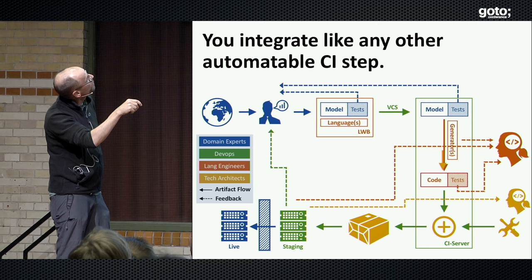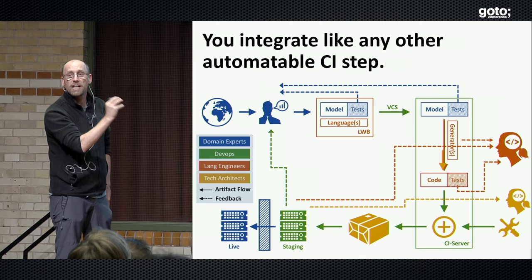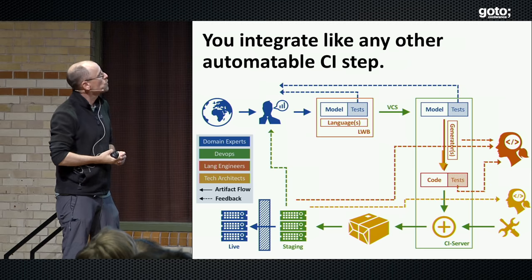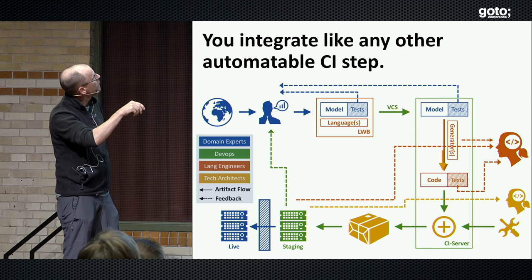Then you generate on the build server, for example, the Java representation of your code. And you also generate the tests. And then you run the tests again on the generated code. So this is how you align the semantics of the interpreter and your generator, if you have sufficient tests, as useful as usual. And then once you've generated the artifacts, you combine that with whatever framework code you have, create some kind of deployment package, and go to staging and then to live deployment.